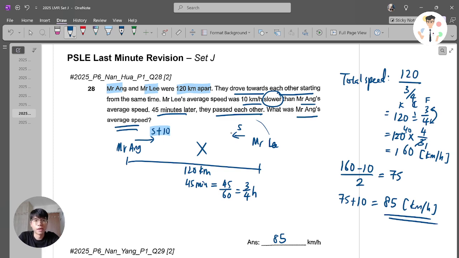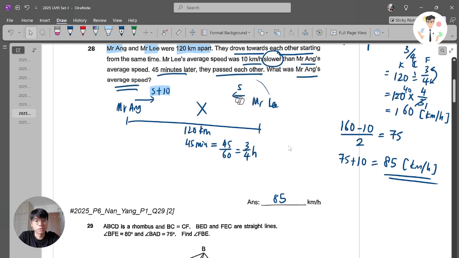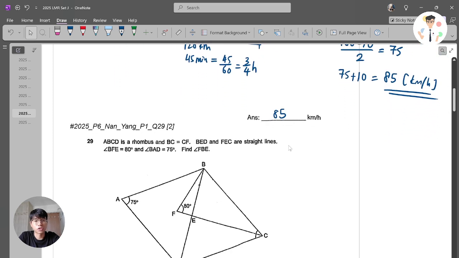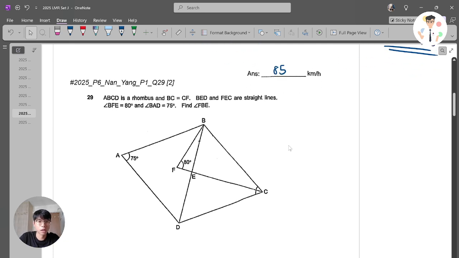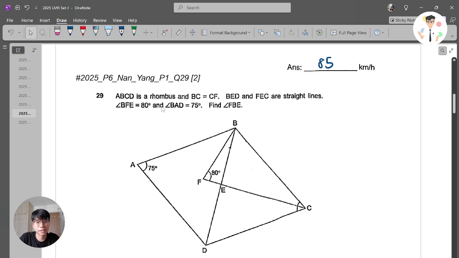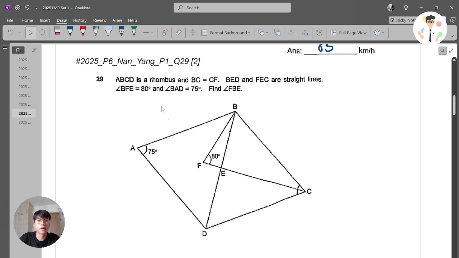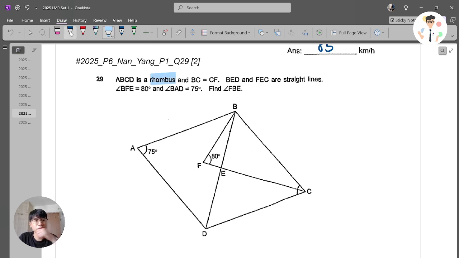Okay, so let's look at our next question from Nanyang paper 1, question 29. Okay, so ABCD is a rhombus and BC is equal to CF. BED and FEC are straight lines. Okay, so the first thing, rhombus. Rhombus means that all the sides have the same length. That is the first important thing that you should know.